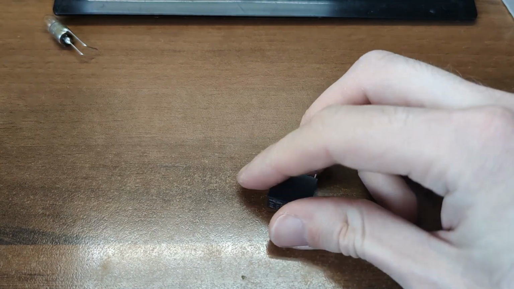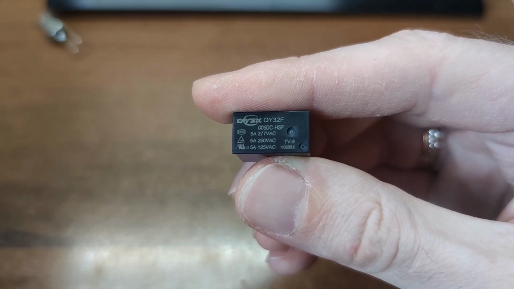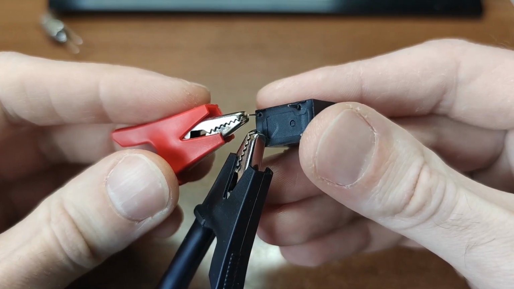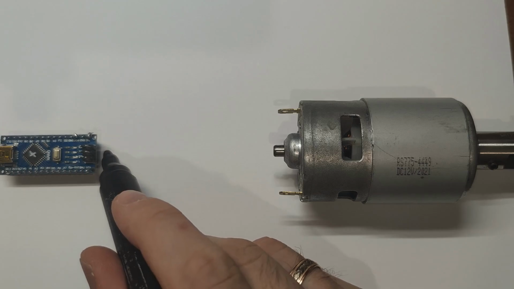You might try a relay. I have one with a 5V coil. Looks perfect. But check the datasheet. It wants 40 milliamps. Not quite Arduino friendly. So what do we do?